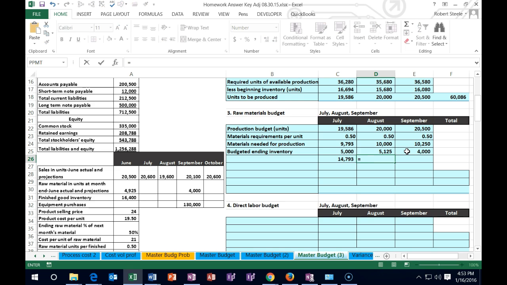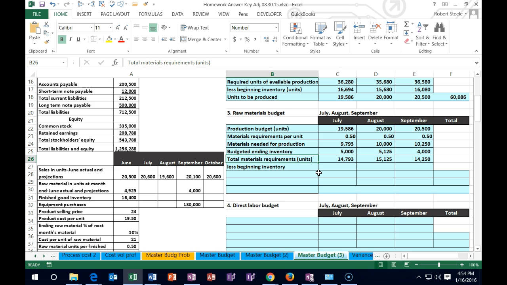We're going to do the same thing for August. We're going to produce the 10,000, the amount needed, plus the budgeted ending inventory. And of course, you could copy and paste this. I'm just going to calculate it 3 times so we can see it. September, we want the 10,002. That's how much is needed, plus how much we want in the cushion for ending inventory. So that would give us the total material requirements. That's what we're going to need. For example, for July, we're going to need 14,793 in materials in order to make the production.